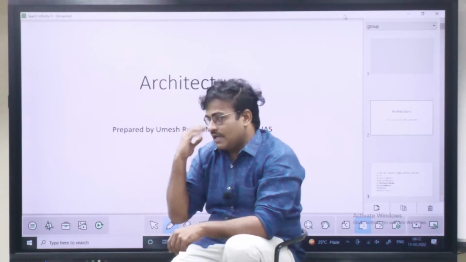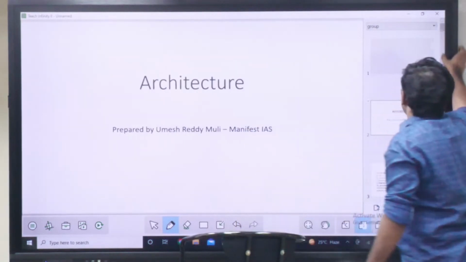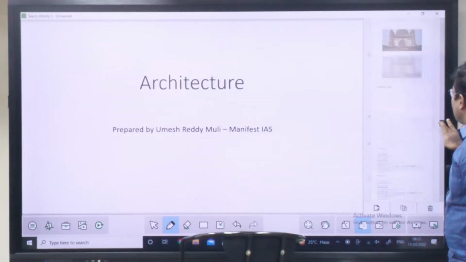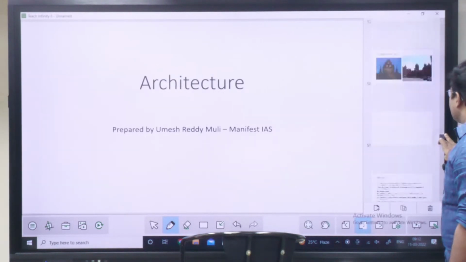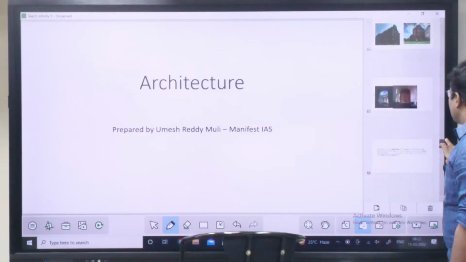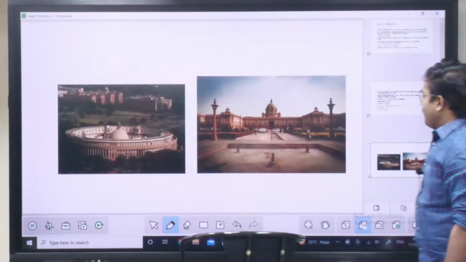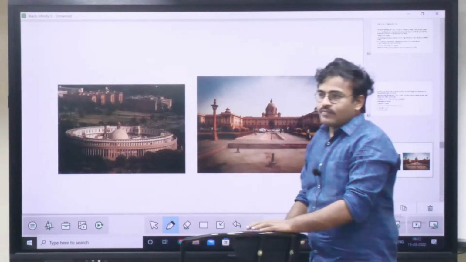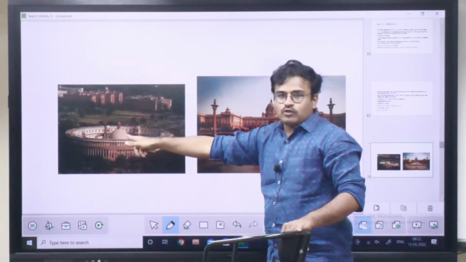So just have a look at the Delhi architectural style. Okay, so this is the famous North Block. This is the Parliament building. On top of the Parliament building, there is again one more stupa. Is it not like a stupa format?